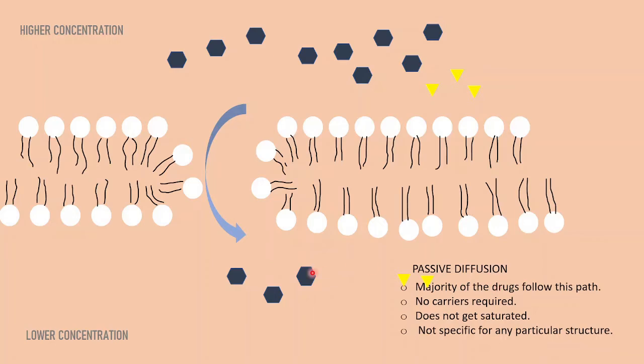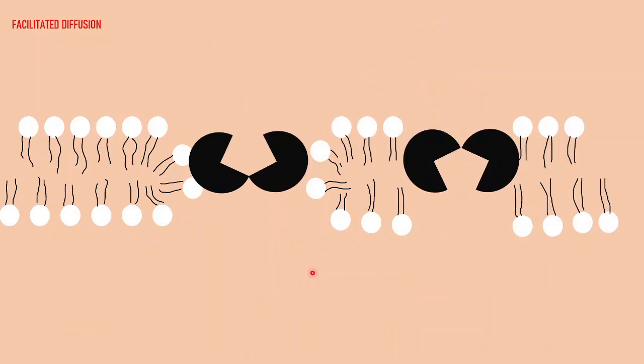Next, moving into another mechanism, we have facilitated diffusion. In case of facilitated diffusion, we have carriers. These carriers are present within the cell membrane itself. So we have our drug that will come and bind to these carriers. As soon as the drug comes and binds to this carrier, there will be a conformational change. After the conformational change, this drug will get inside the cell with the help of these carriers.